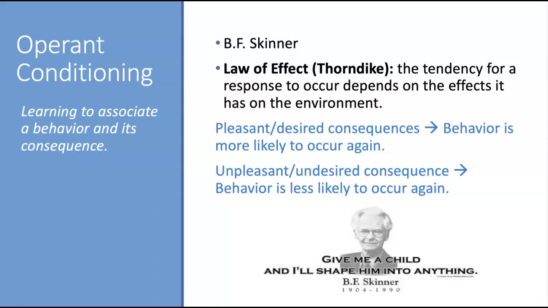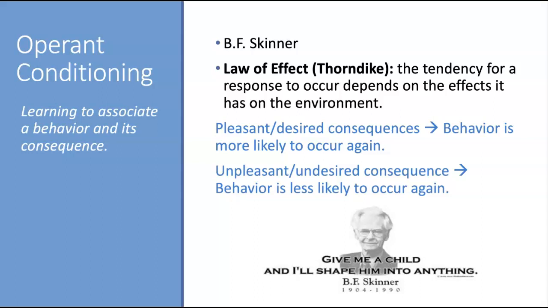To understand that type of learning, we need to look at operant conditioning. This is a type of learning proposed by B.F. Skinner. He suggested that organisms learn responses that operate on the environment to produce consequences. This is where the term operant conditioning comes from. Basically, in operant conditioning, organisms learn to associate a behavior and its consequences. And that consequence can either be reinforcement or punishment, which we are going to talk about in detail in this video.